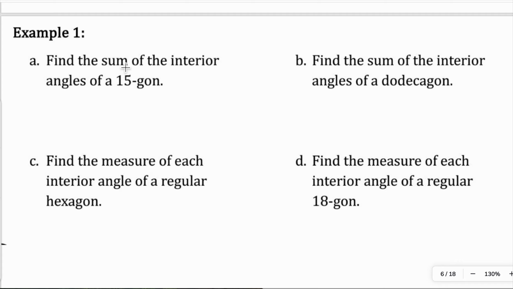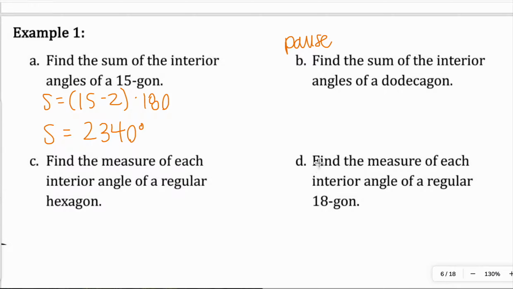First one, find the sum of the interior angles of a 15-agon. We can just take that 15, subtract 2, and times it by 180, or 13 times 180. The sum of a 15-agon will be 2,340 degrees. You're going to try letter B on your own. Go ahead and pause it now, try it, and then when you're ready to check, click play.